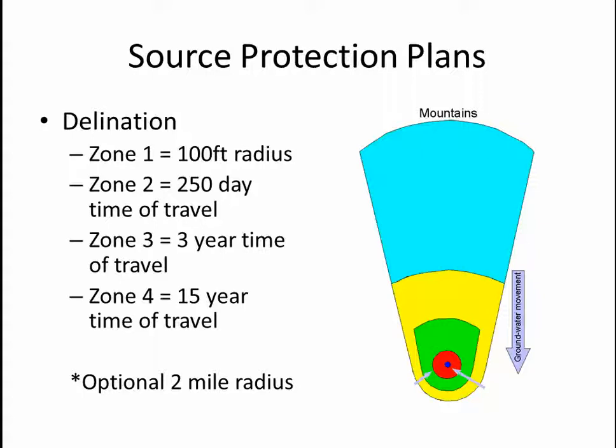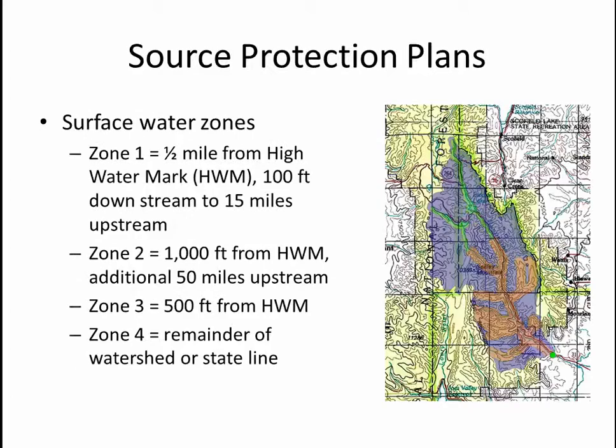Zone 2 is anything that can get to your source within a 250-day time of travel. Zone 3 is anything that can get to your source within 3 years time of travel. And then Zone 4 is a 15-year time of travel. So that's your delineation. And then surface water obviously is going to be a little bit more difficult to pinpoint. It's not just a dot on the map.